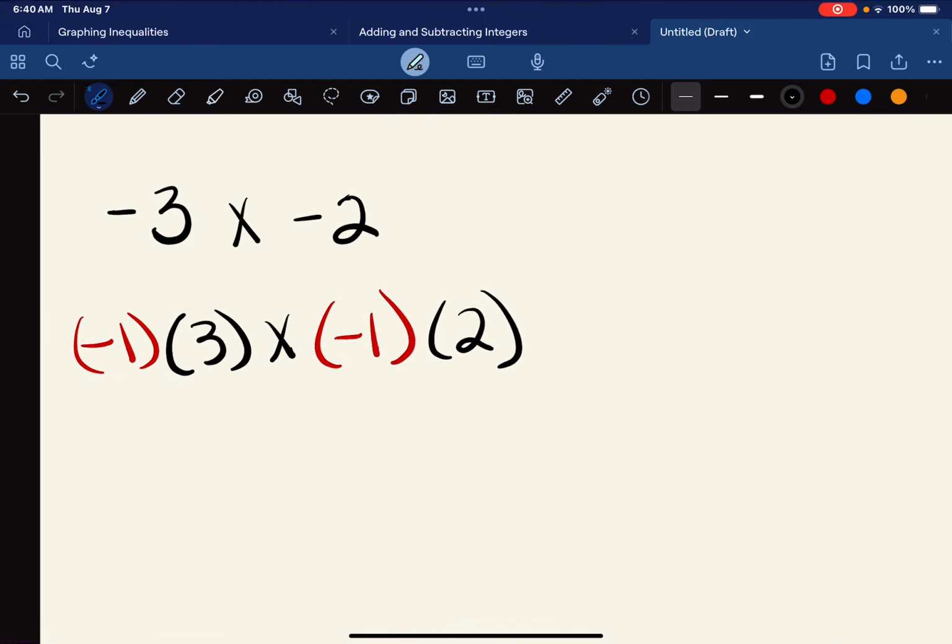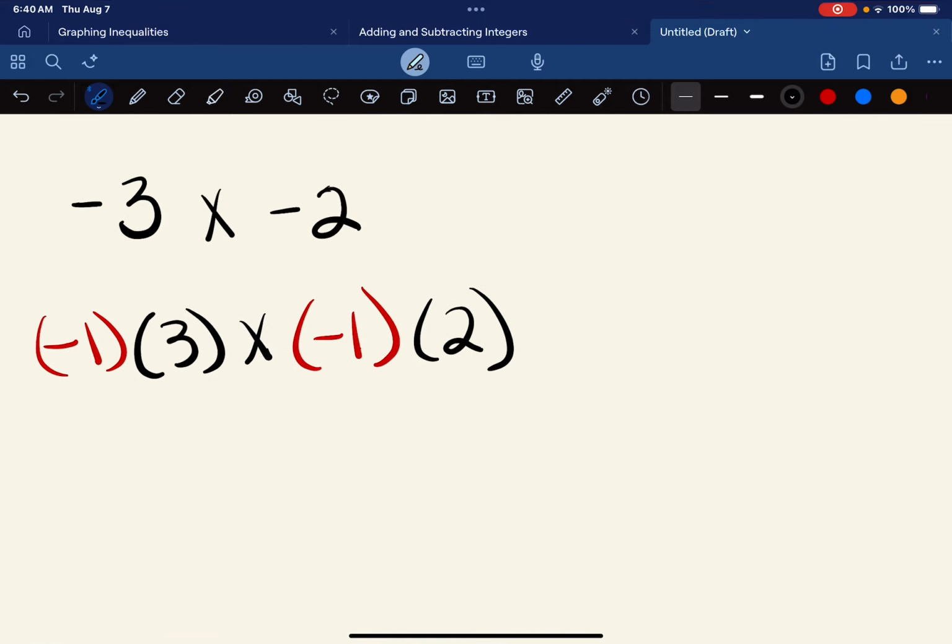Now, what are we going to do when we have a -3 times a -2, when both of our values are negative? And hopefully it makes sense to you that this number -3 is the same thing as saying -1 times +3. And then of course this -2 right here is like saying -1 times +2. All right. Now in multiplication, we can multiply our numerical values in any order that we want. So if I rearrange this and say +3 times +2 times -1 times -1, we have exactly the same problem here. So let's break this apart into pieces.